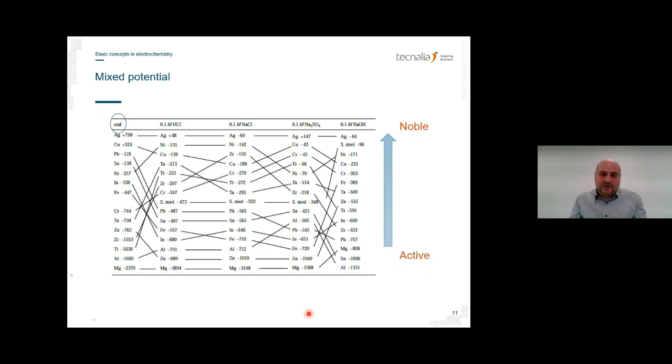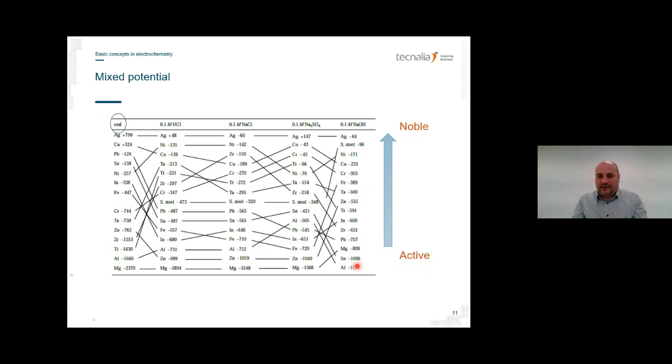We have to be careful here: a galvanic series of a metal in its salt is a very useful tool, but sometimes it's far from reality, because the medium is very important in the establishment of the potential of a material.